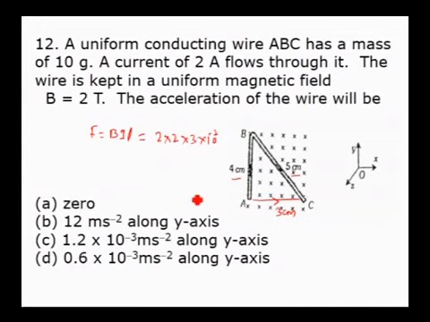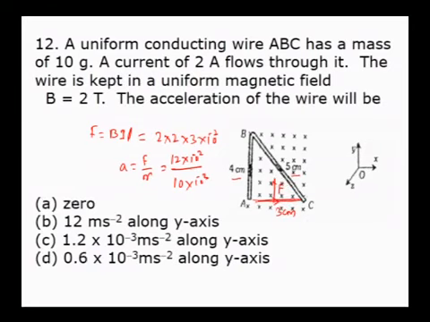This equals 2 into 2, 4, 4 into 3, 12, that is 12 into 10 to the power of minus 2. Okay. So, divided by mass, which is given as 10 gram, that we should convert into kg, that is 10 into 10 to the power of minus 3. So, if you find acceleration, you will get this along positive y-axis. Positive y-axis because if this is the direction of current and the magnetic field is inwards, then we know that this is the direction of force.